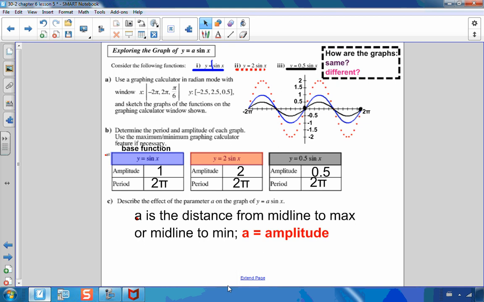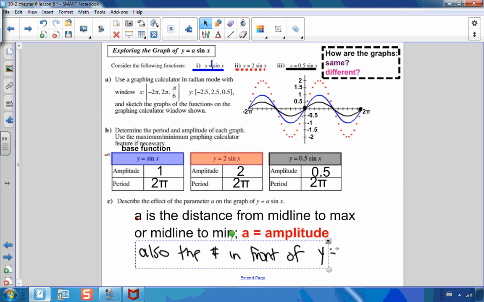A is just that distance from the midline to the max or midline to min. A is the amplitude. It is also the number in front of sine. Let's add that. Also the number in front of sine. So it's the number in front of sine x.